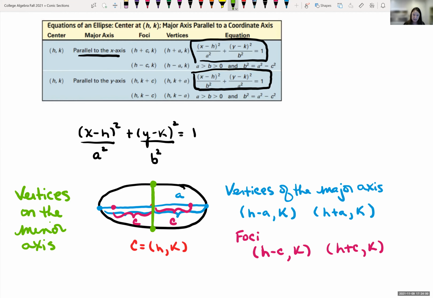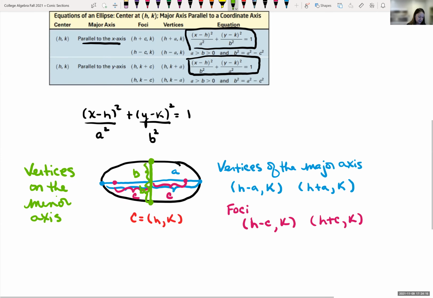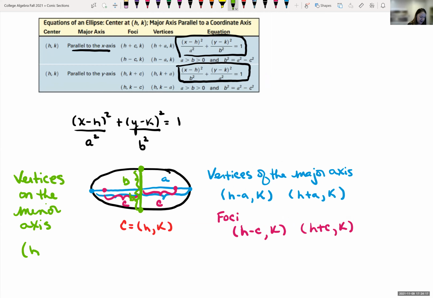Well, this length is 2b. So we would go up b from our center, and we would go down b from our center. And so that's affecting my y value of my point. My x value is going to stay the same. So my vertices are going to be h, comma, k plus b, and h, comma, k minus b. So that's if it's elongated with the x-axis.